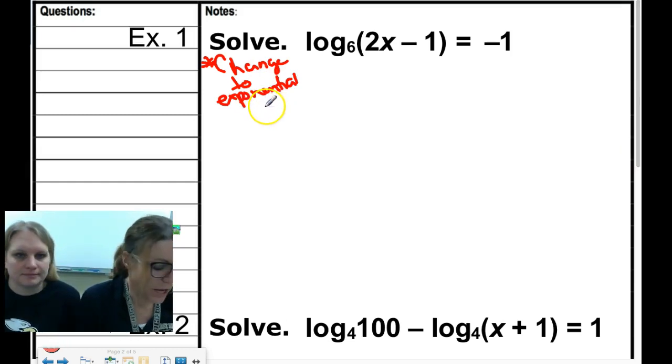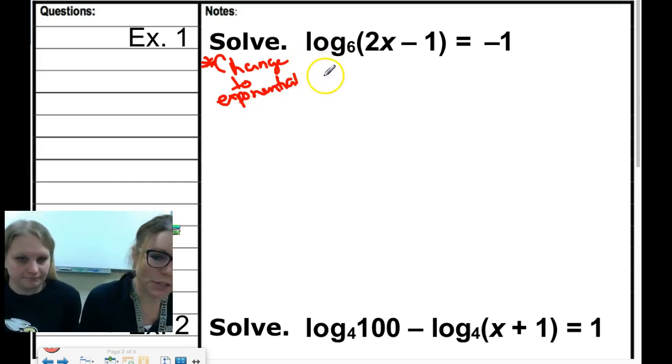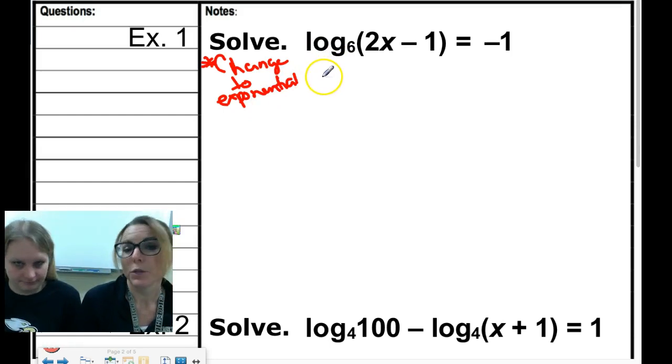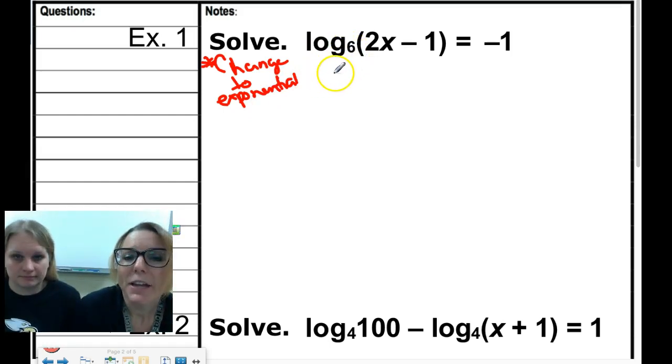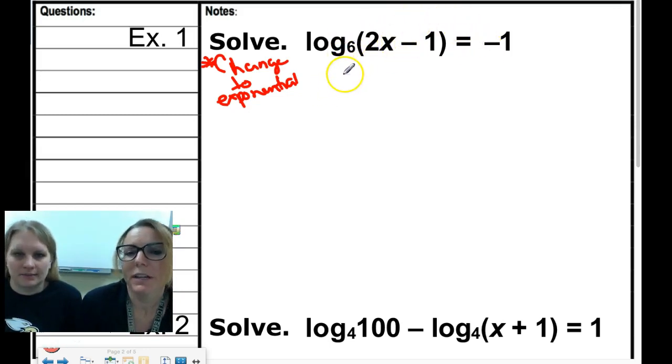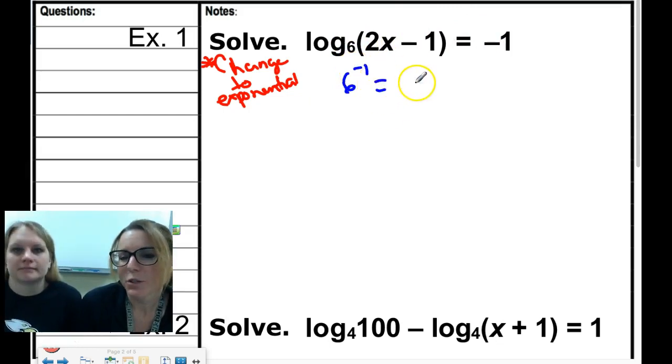So if we change to exponential, we start with the base, which is 6, and you raise it to the exponent, which is -1. Remember, log equals exponent. So 6 to the -1 equals 2x minus 1.